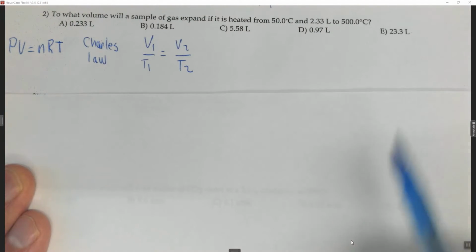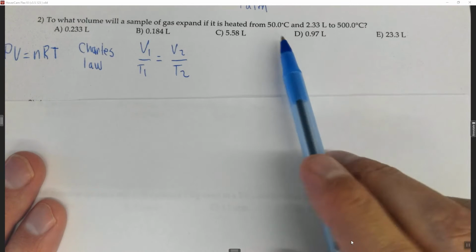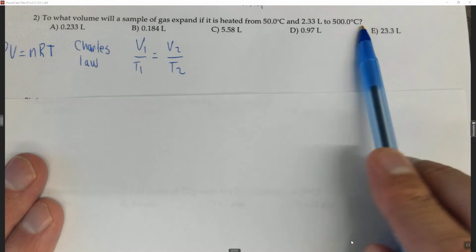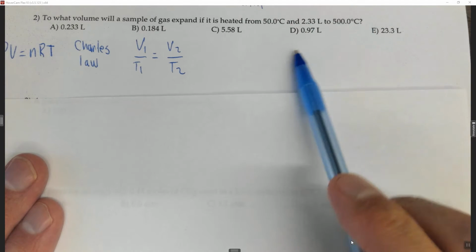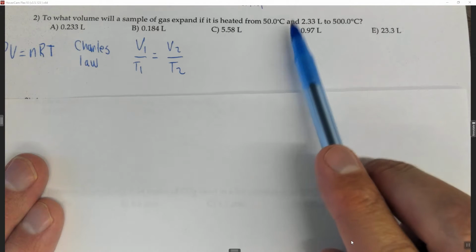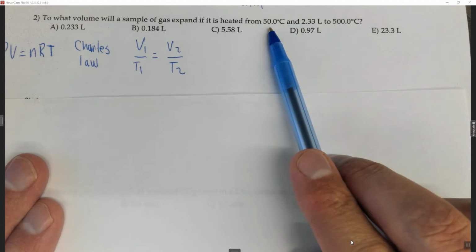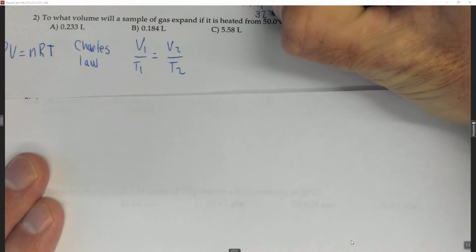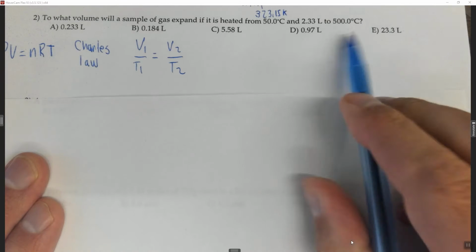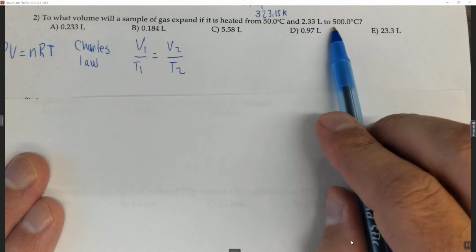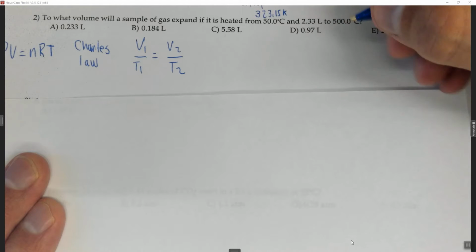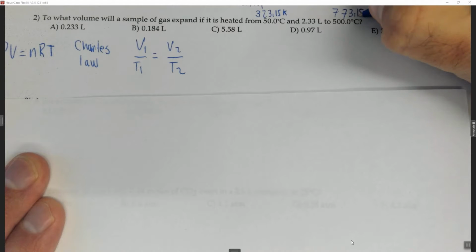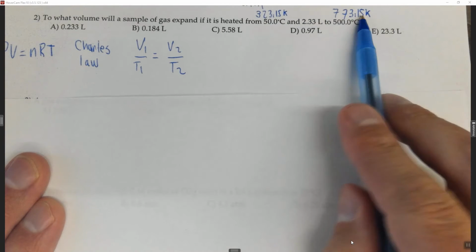Okay, so now let's look at it. The other thing you need to remember is that temperatures in Celsius are not proportional. You need to use the absolute temperature in order for it to be proportional. So instead of using 50, you need to add 273 or 273.15 to that, which in this case is 323.15 K. And instead of 500, you need to add 273.15 to that one as well, and you get 773.15 K. These temperatures are proportional to each other.